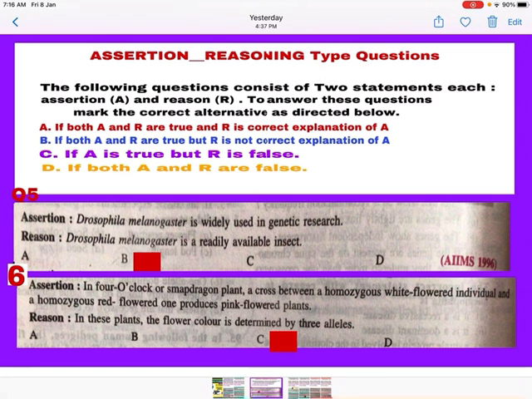And one thing more, 75% of the genes that cause diseases in humans are also found in Drosophila. So these are the reasons why we use Drosophila melanogaster in genetic research. So here A is correct, R is correct, but R is not the correct explanation for A, so mark B. क्वेश्चन नंबर 6 पर आइए.